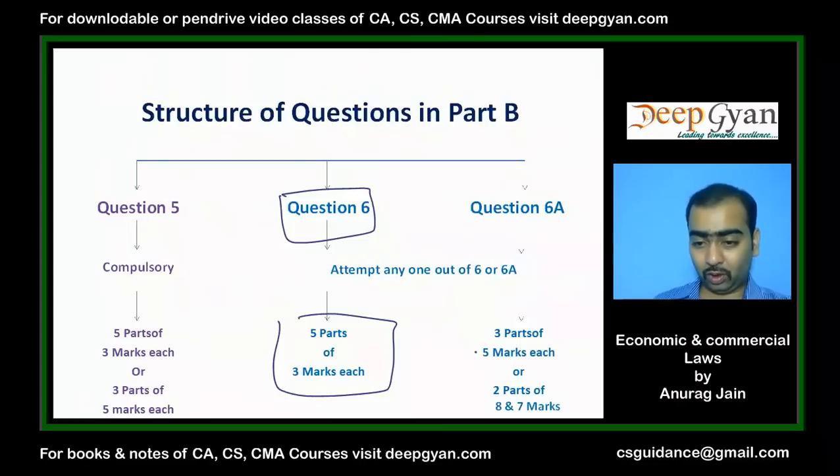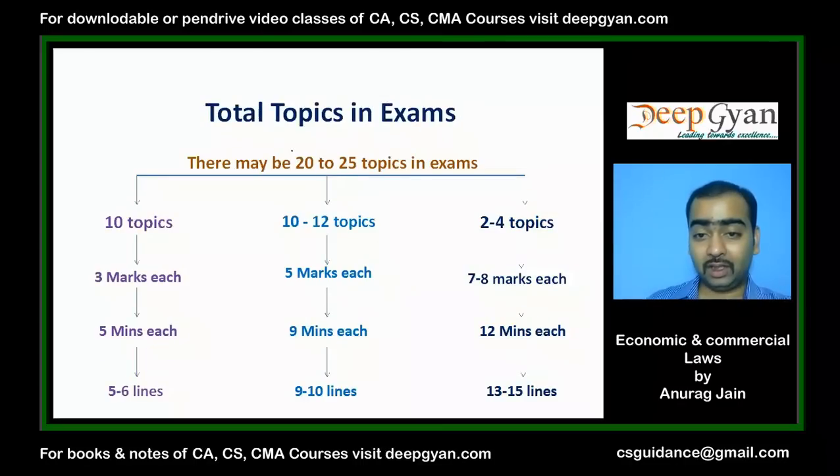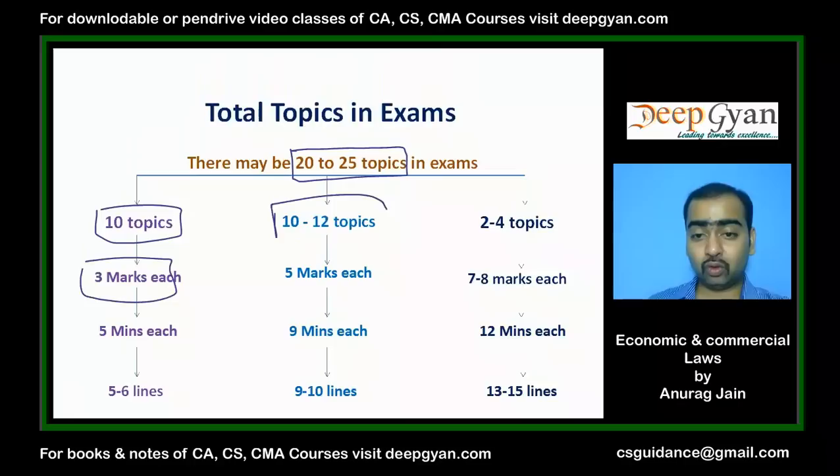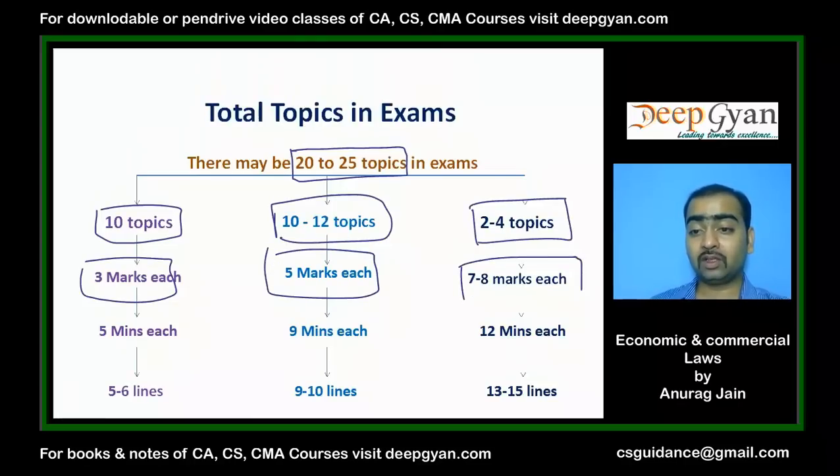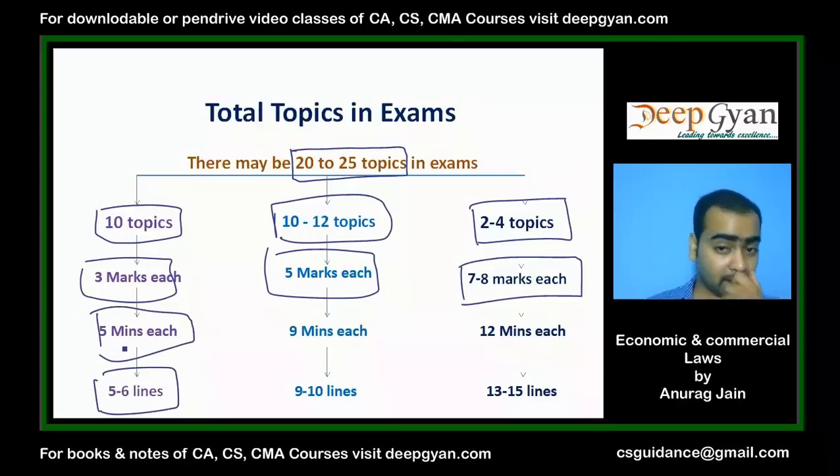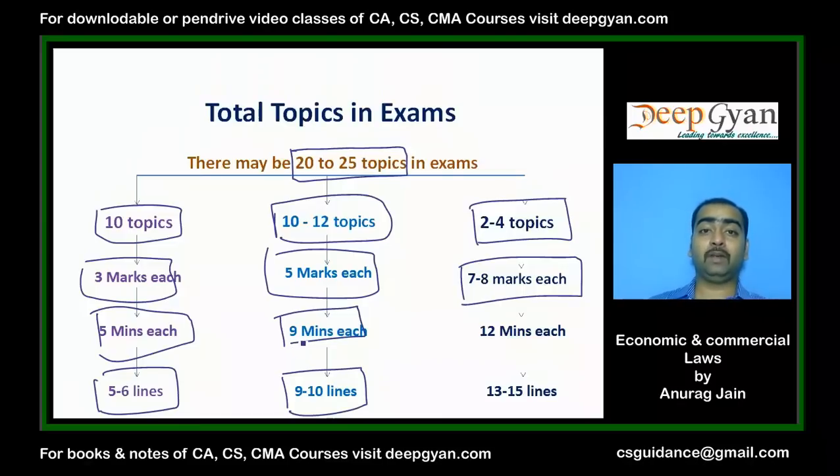So basically overall we have to cover nearly 20 to 25 topics in the exams. Nearly 10 topics will be of 3 marks, 10 to 12 topics will be of 5 marks each, and 2 to 4 topics will be of 7 to 8 marks each, right? In 3 marks question, you have to write at least 5 to 6 lines and you will get maximum 5 minutes. Similarly, in 5 marks question, you have to write at least 9 to 10 lines and you will be having only 9 minutes.